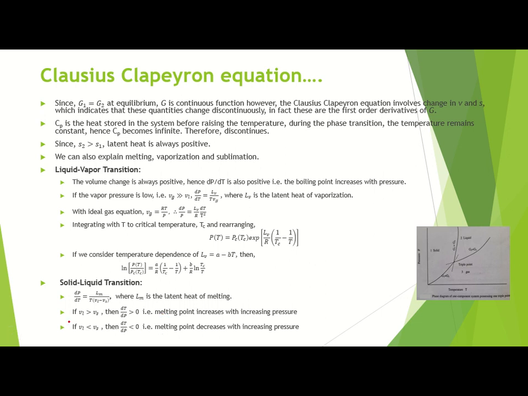Similarly, if you have another case where the liquid volume is smaller than solid volume, that is like the ice case. Okay. So here dT by dP will be negative, and the melting point in this case will decrease with increasing pressure. Right. So these are the experimental findings basically, and we could explain those by using our Clausius-Clapeyron equation.